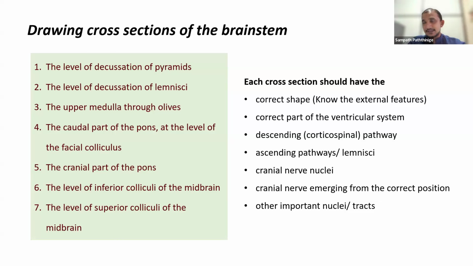Then go on locating the ascending pathways, the different lemnisci. Think what the different cranial nerves are at each level and draw the cranial nerves, right? And then ask whether there are any other additional structures. You have to think along this line and draw it systematically so that we don't miss anything.